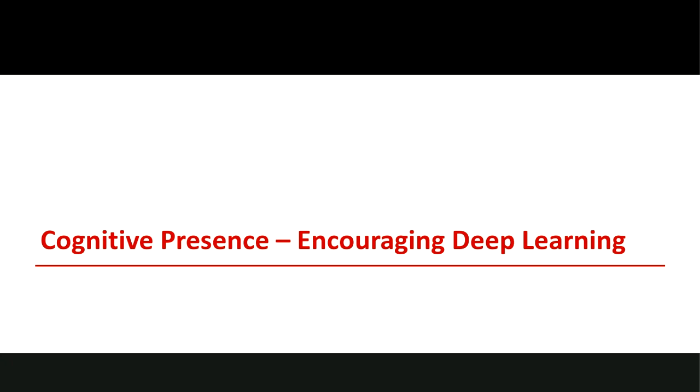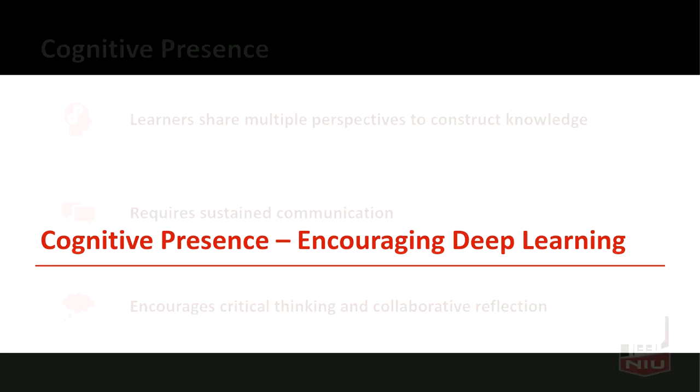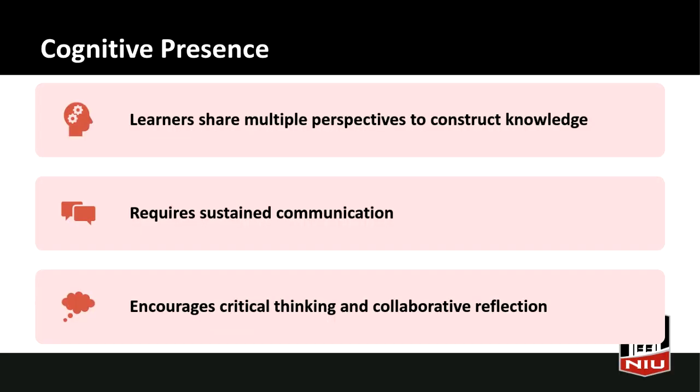Cognitive presence is also important in an online course. We've talked about your presence as an instructor, social presence for yourself as an instructor and the students, and cognitive presence. We are in an institution of higher education. We focus on teaching and learning, and encouraging that deep learning is very important in online courses. And how do you go about doing that? Have students share multiple perspectives. How are they constructing the knowledge? What does the information that they're learning in the course mean to them?